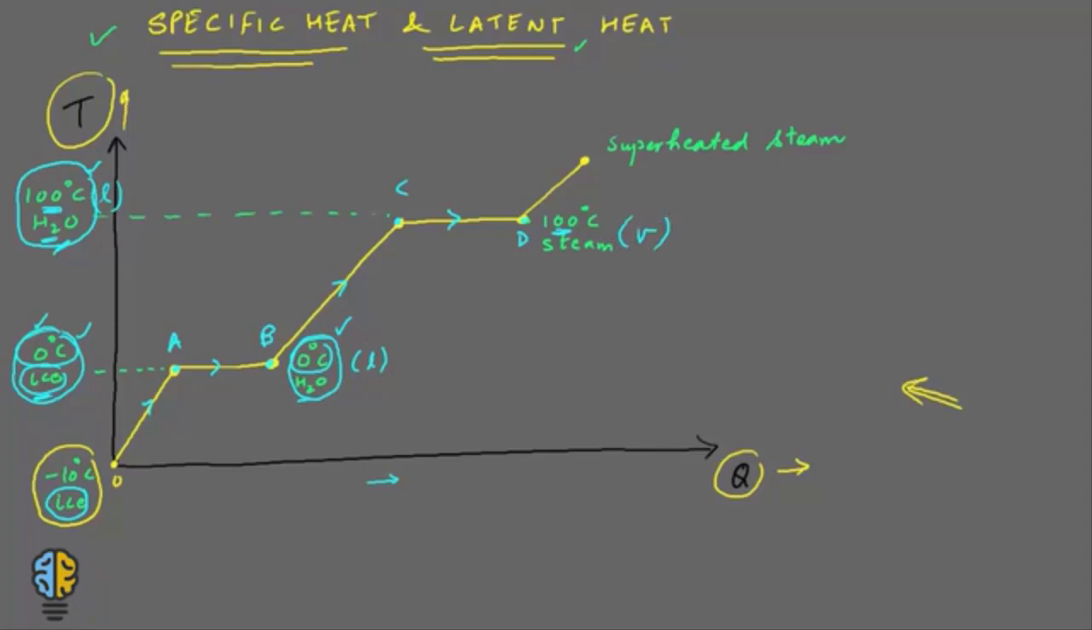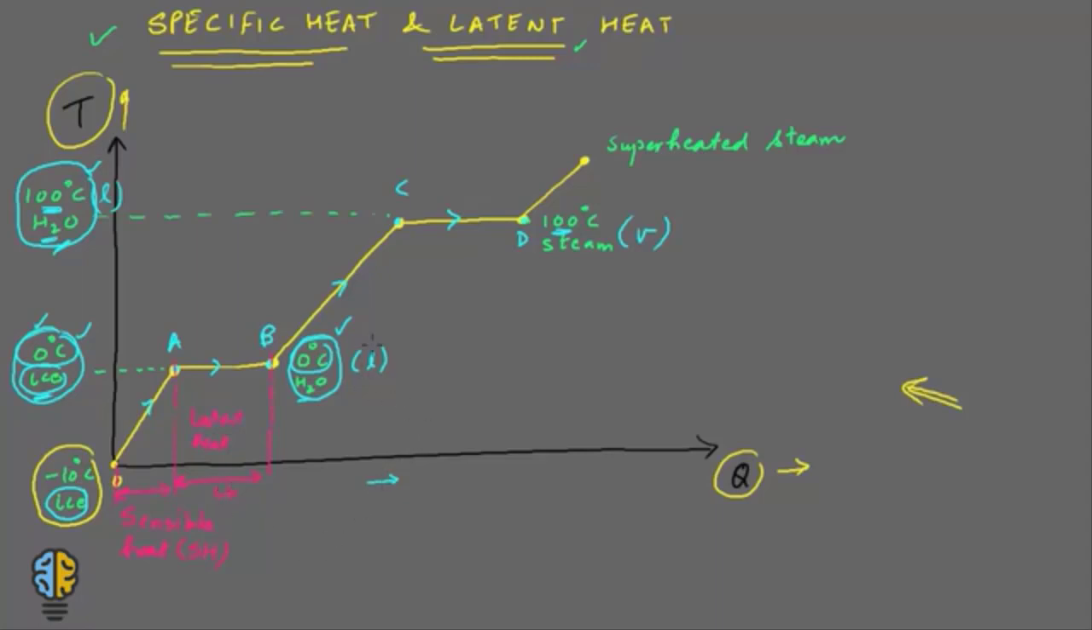Some of you might already know it. So when you go from O to A, the heat that is supplied is called sensible heat. It is called sensible heat, so let me abbreviate this as SH. And when you go from A to B, this heat is called latent heat, abbreviated as LH.